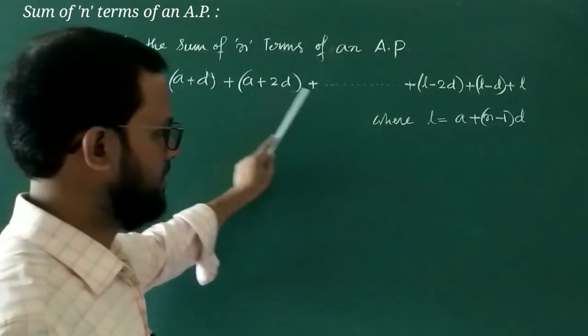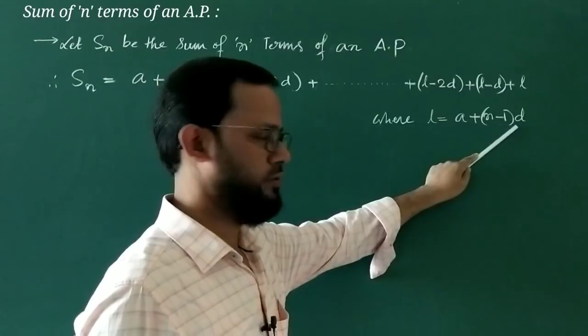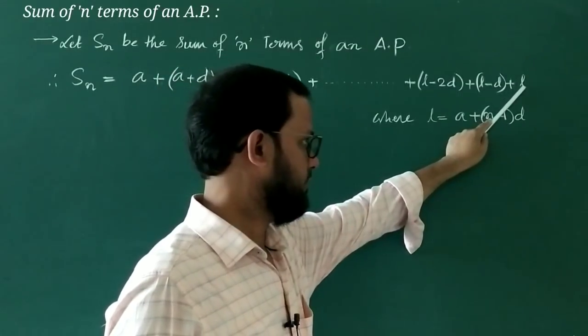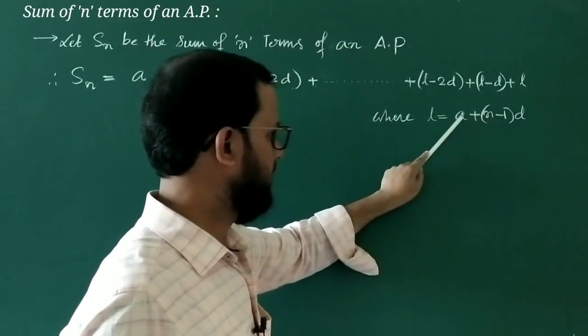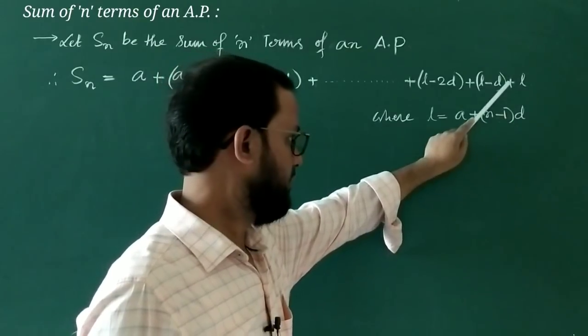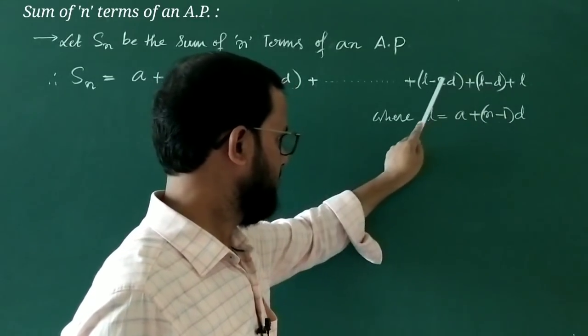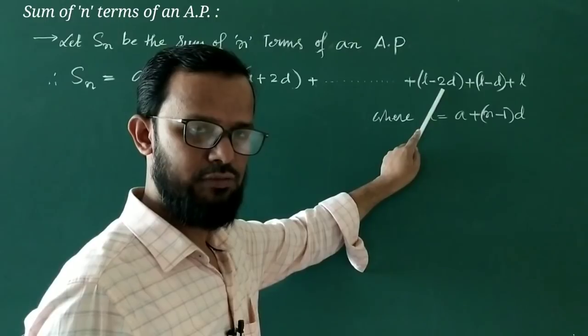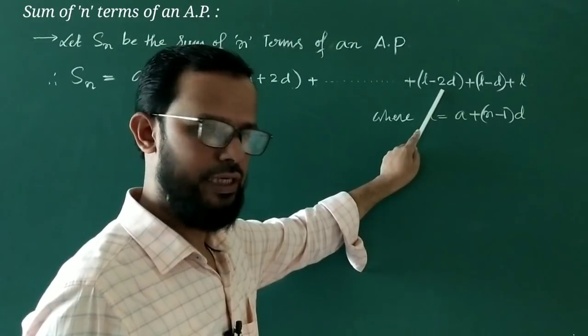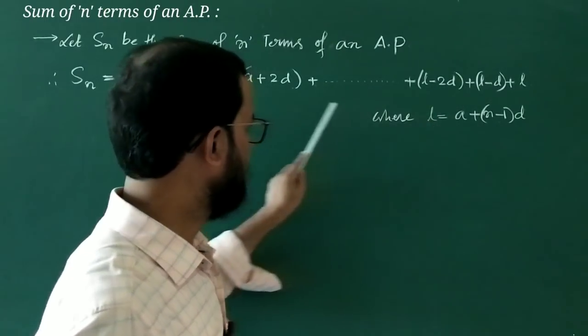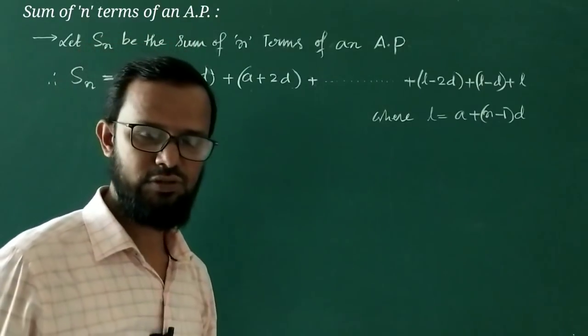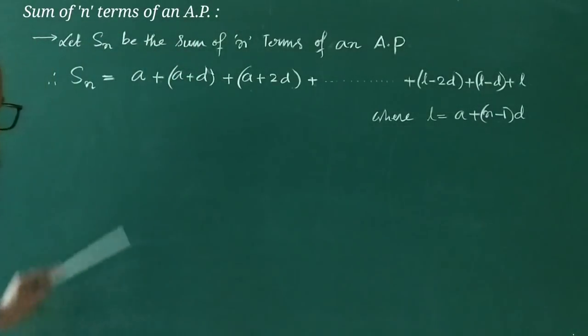Okay, in this way the last term is a plus (n minus 1) into d, and the last term is written as L. L is equal to a plus (n minus 1) into d. Its previous term is L minus d, then the previous term is L minus 2d. Okay, so you have to find the sum of all the n terms of an arithmetic progression, and we suppose that Sn is denoted as the sum of n terms of this arithmetic progression.